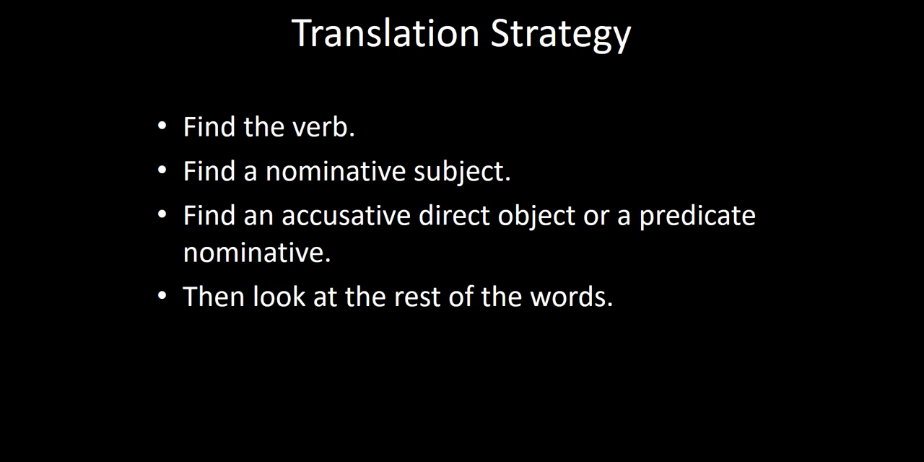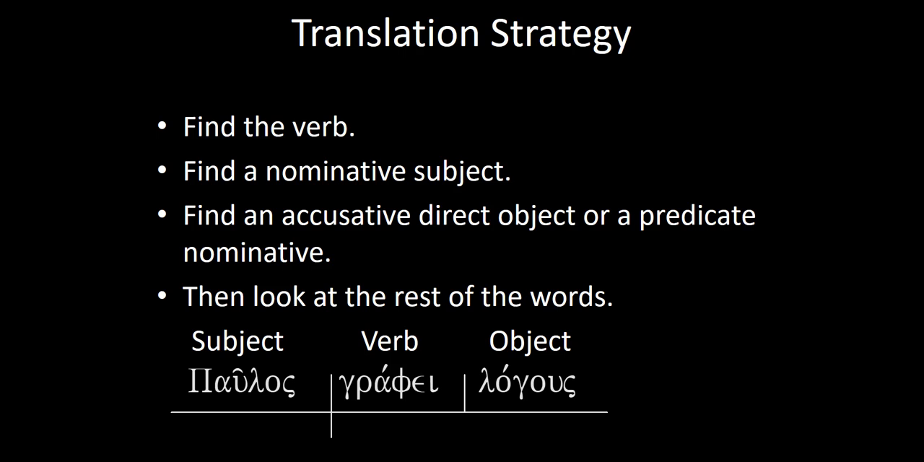And if we wanted to put it into a visual diagram, it would look something like this. In English, subject, verb, object. You see the word palos, it would be the subject. Graphe, that's the verb. Logos, the object. This is a diagram. I'm not going to make you diagram right now, although it's actually quite helpful.